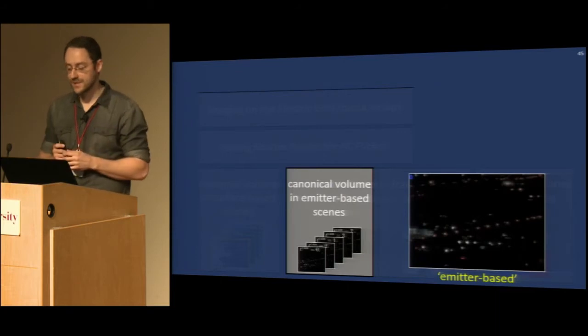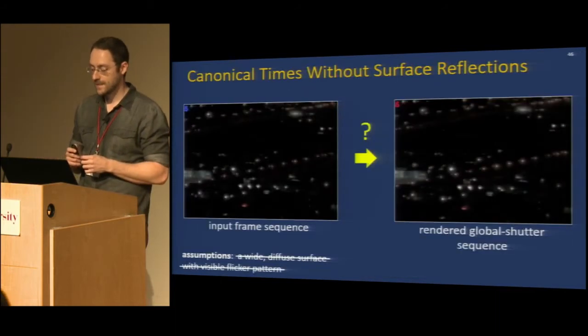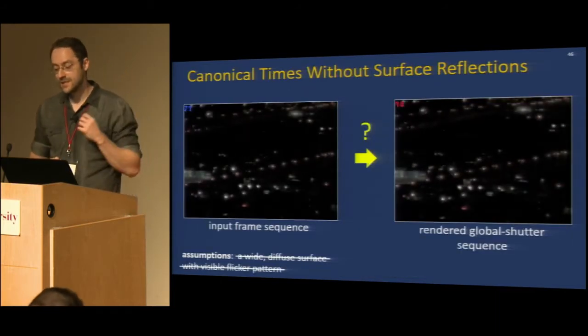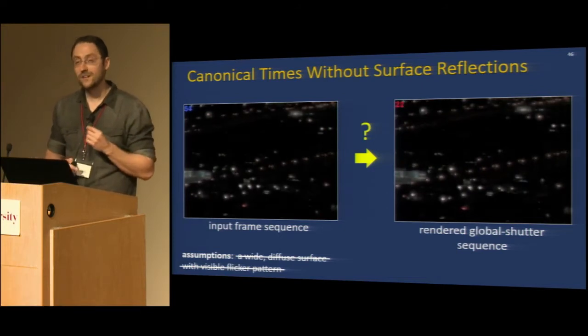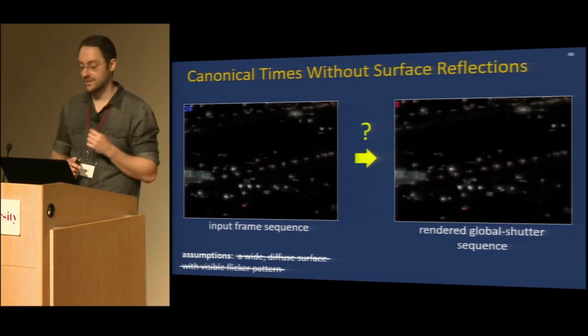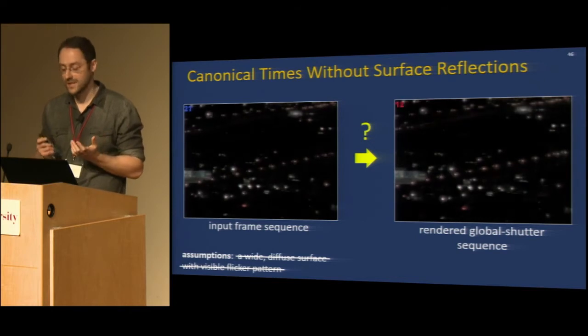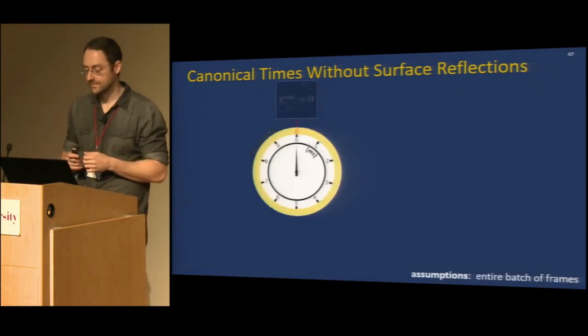Okay, so now let's talk about the second assignment method. So what about scenes like this? Scenes of distant emitters don't have diffuse surfaces with a visible wave pattern. So how can we recover the canonical times in this case?